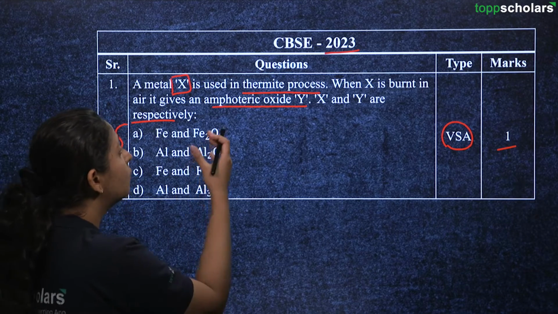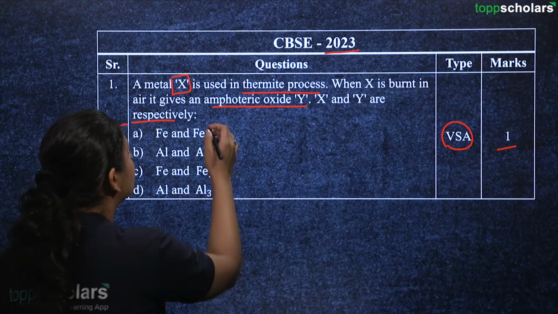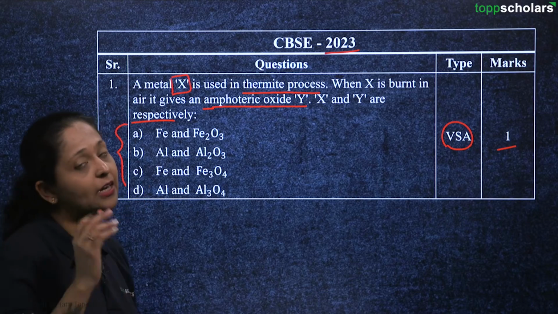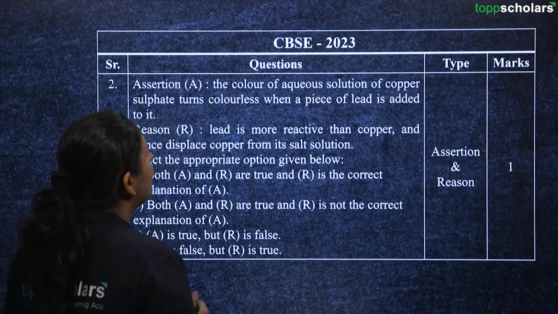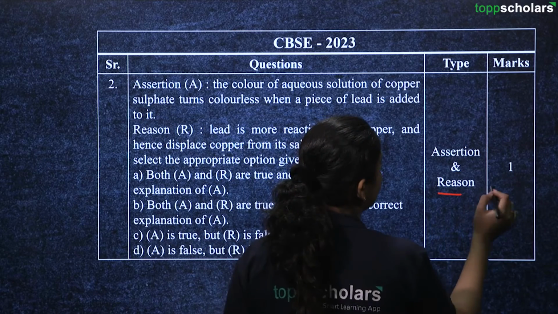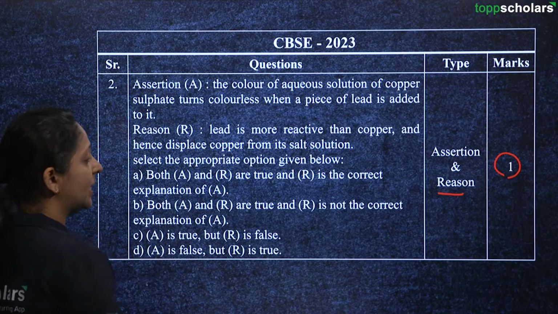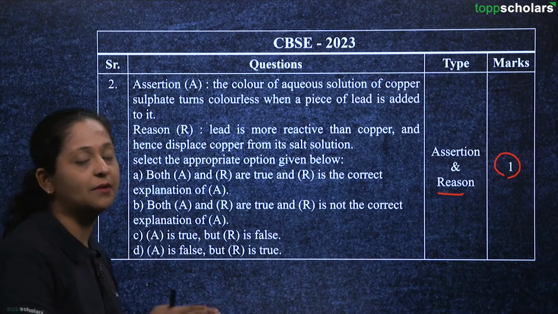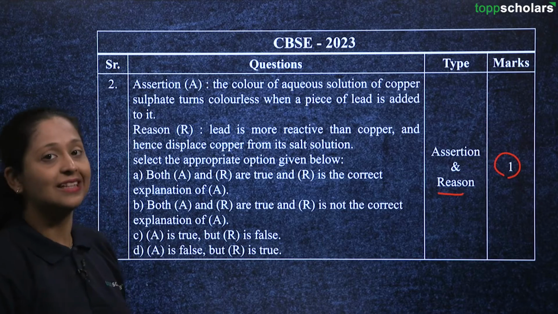So which of those oxides will react with both acids and bases? That's why we call it an amphoteric oxide. That is what you have to determine in this question. The next question is an assertion reasoning type question, students, which is a 1 mark question. You are provided with 2 statements, an assertion statement and a reasoning statement, and out of the given 4 options, you have to select the answer.